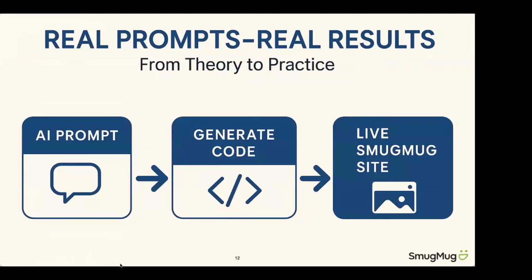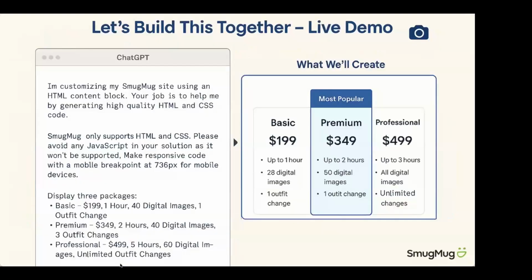You've learned the theory behind our approach, so let's see how this translates into real results. I'm going to walk you through the entire process, writing a real prompt using SmugMug's AI blueprint formula, generating the code with a free version of ChatGPT, and implementing the code the AI provides into our demo site. Now, for this demonstration, I'm going to create a pricing table that showcases photography packages in a visually appealing way. This is one of the most requested custom elements among SmugMug users because attractive pricing displays can significantly impact conversion rates.